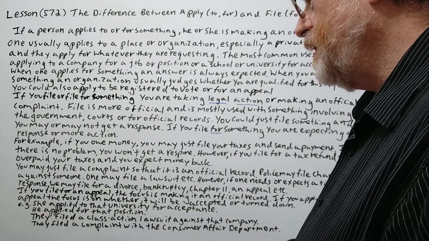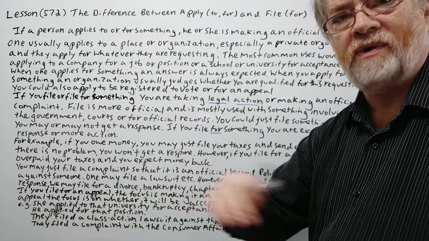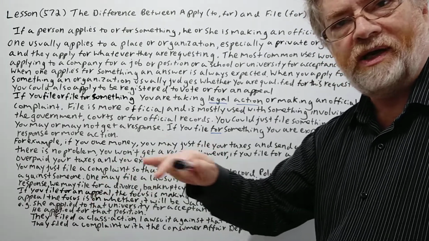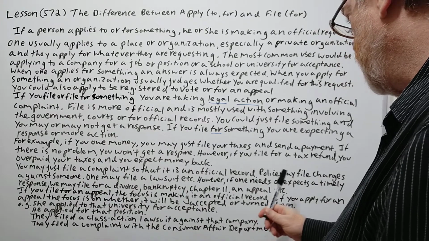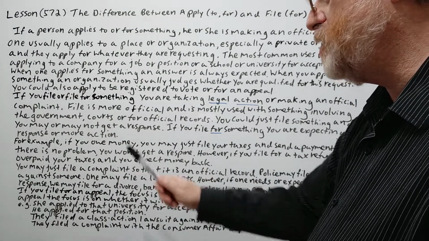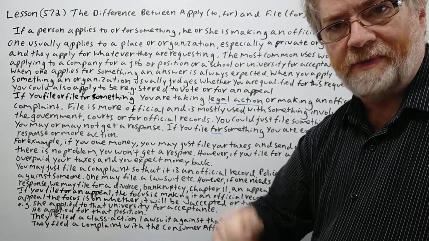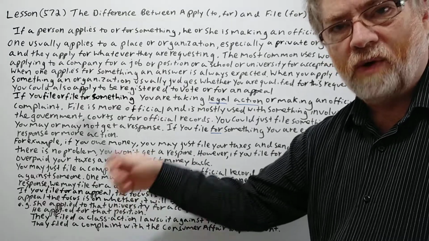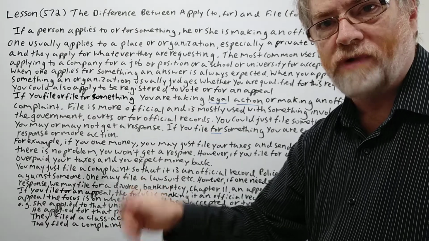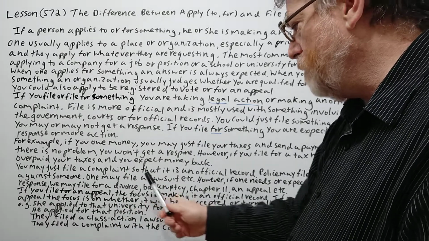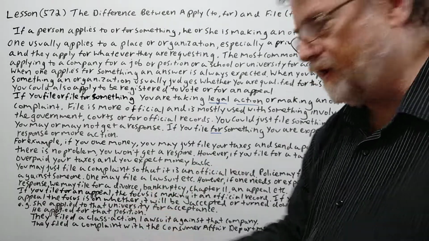Let's continue. You may just file a complaint so that it is an official record. Again, you could just file that. That's not file for. You're not expecting a reply. You're just putting it in so it's on the record. Police may file charges against someone. Again, they don't need a response from somebody. They're making it an official record. Now, from there, it may go on with a process, but when they file the charges, they're just making it an official record at that time. Okay, good. One may file a lawsuit, etc. So again, this is where we just say file, not file for.